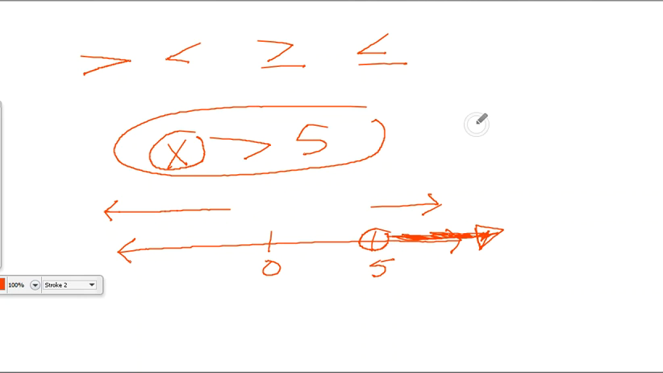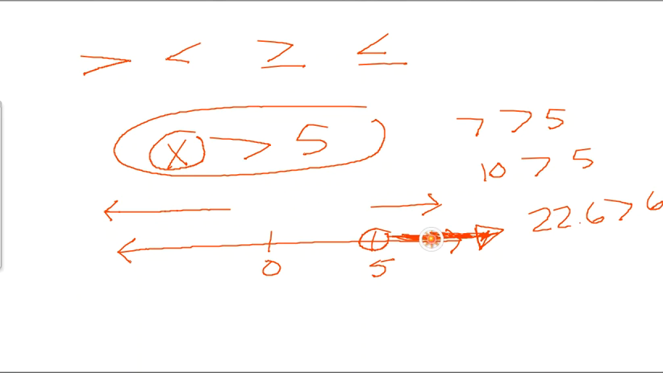So like if we plugged in a 7, 7 is greater than 5. If we plugged in a 10, 10 is greater than 5. If we plugged in a 22.6, that is greater than 5. So anything that is to the right of 5 on the number line would make this a true statement. The reason 5 does not work is that 5 is not greater than 5. This is not true.